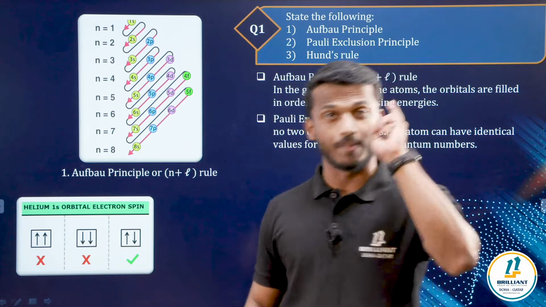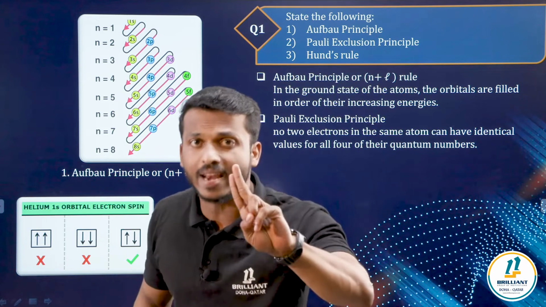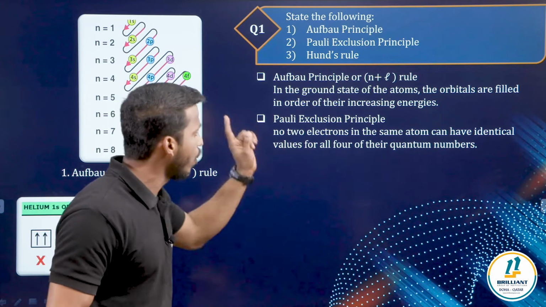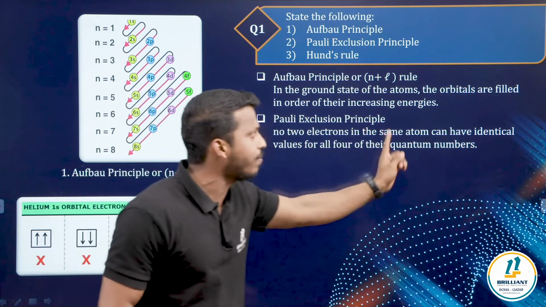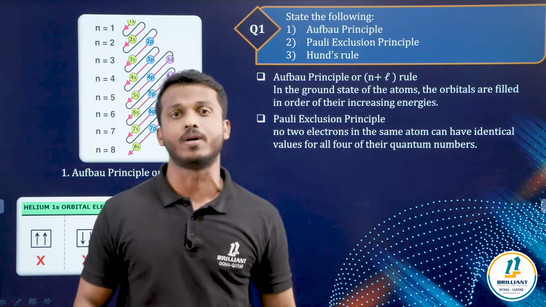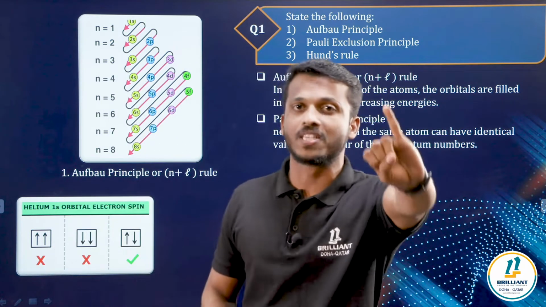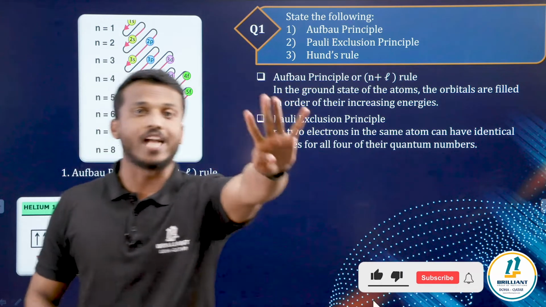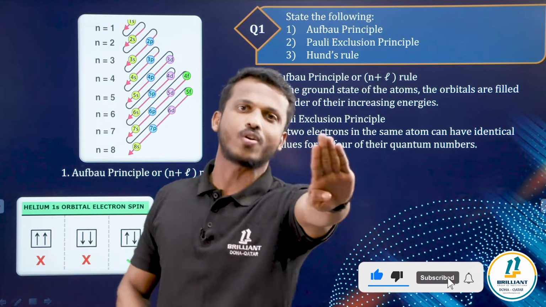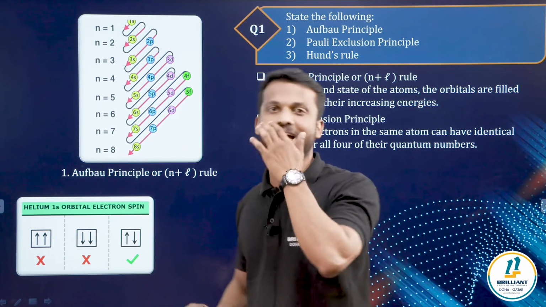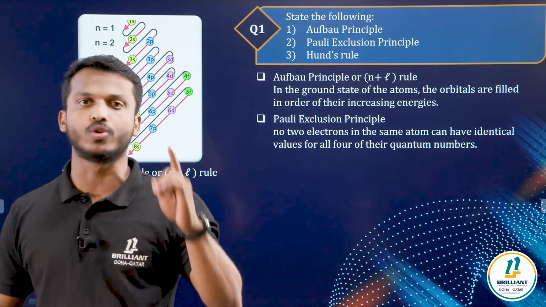So that means no 2 electrons in an atom can have all the 4 same quantum numbers. No 2 electrons in the same atom can have identical values of all the 4 quantum numbers. What are the 4 quantum numbers? Principal quantum number, azimuthal quantum number, magnetic quantum number, and spin quantum number. These 4 quantum numbers should not all be the same for both electrons in the atom. That is called Pauli's Exclusion Principle.